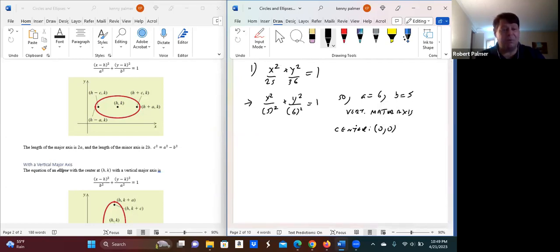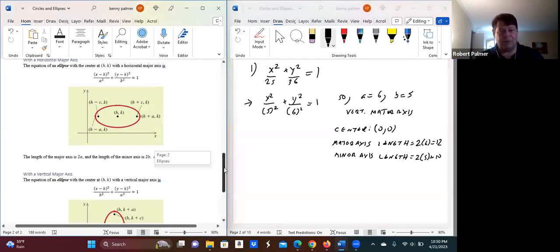Our major axis, which is vertical, has length 2 times a, or 2 times 6, which is 12. And then the minor axis length is equal to 2 times b, which is 5, so that's 10. I also want to find our foci.